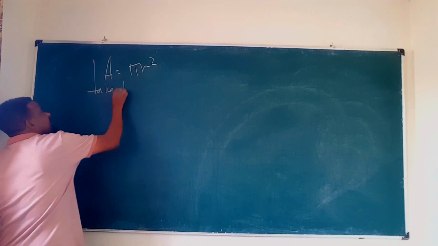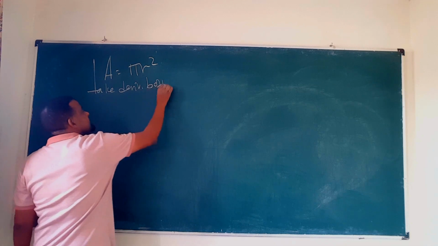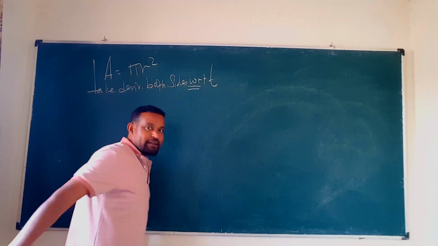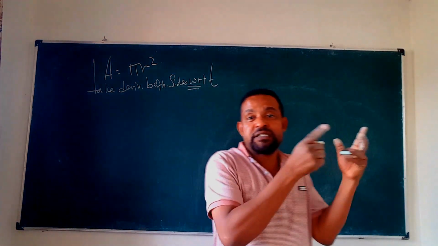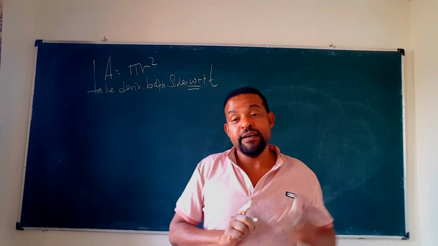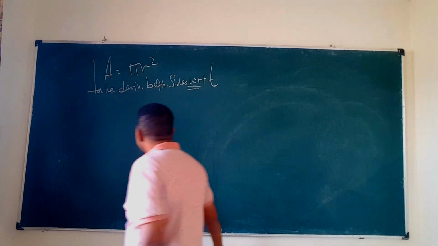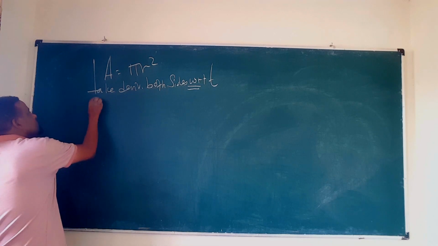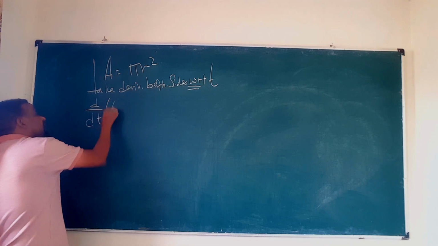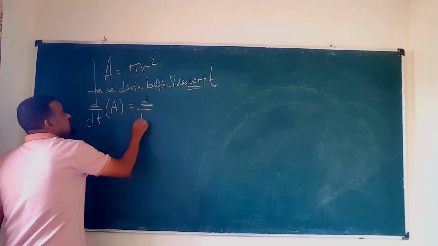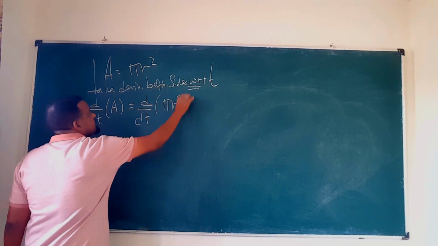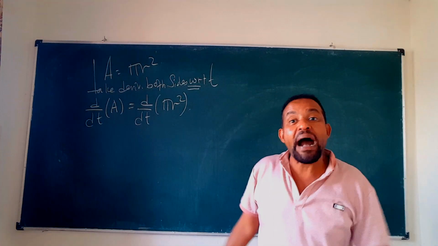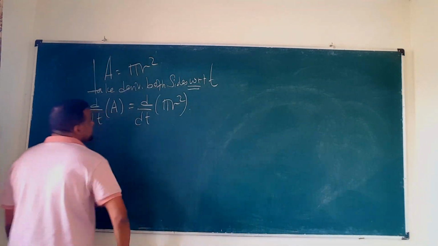Now look, take the derivative of both sides with respect to what? Time t. This is why implicit differentiation, which I showed earlier with x and y, is useful. Practice it well, and then life will be smooth. So take the derivative of both sides of the expression with respect to time. So d by dt of the area should be equal to d by dt of what? Pi r squared. So we take the derivative of both sides of the equation with respect to t.